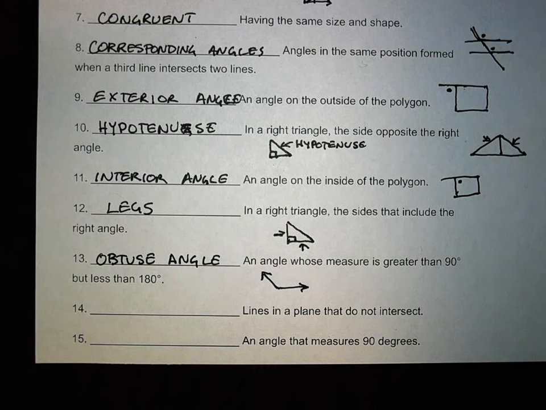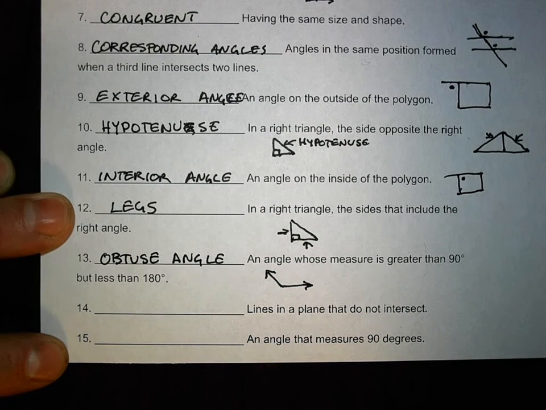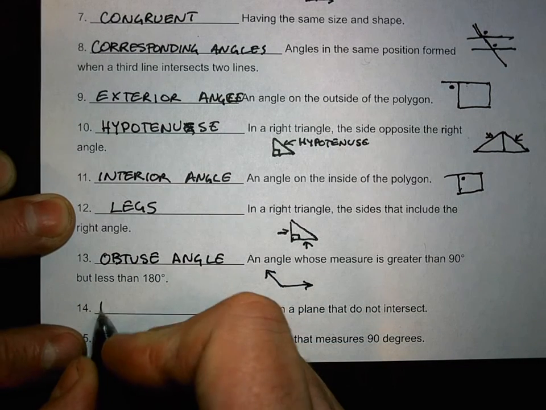Great. So, lines in a plane that do not intersect. Parallel. Parallel lines.